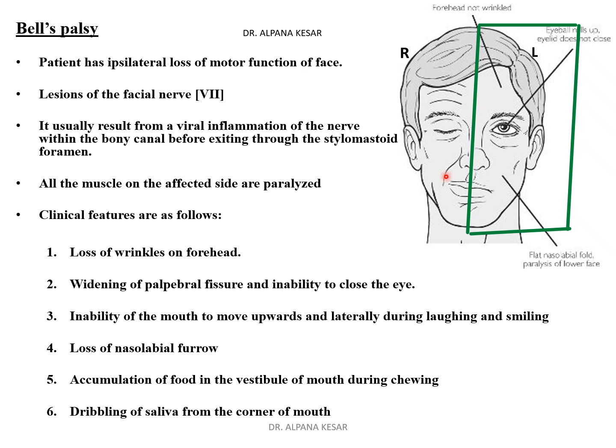There is a loss of nasolabial furrow on the affected side. Accumulation of food in the vestibule of the mouth is seen during chewing. This is due to paralysis of buccinator muscle. There is a constant dribbling of saliva from the corner of the mouth on the affected side.